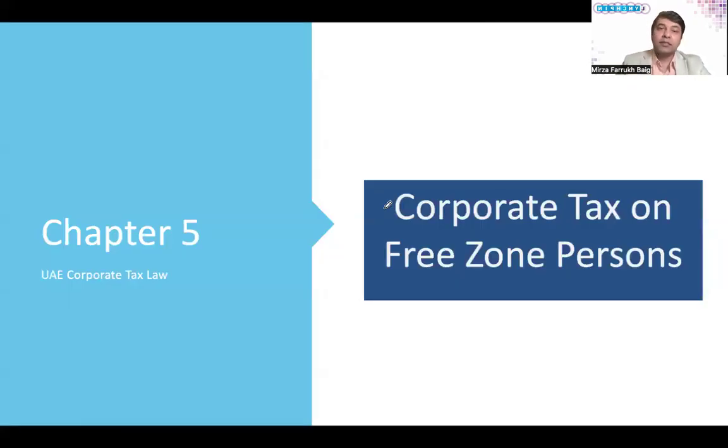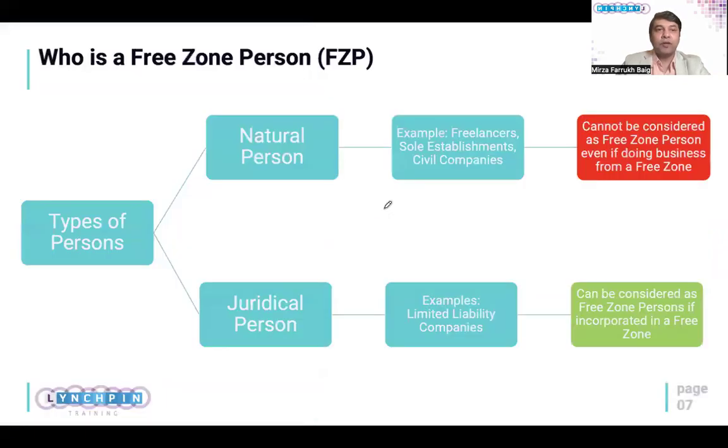Let's now focus on the corporate tax on free zones. We need to understand first whom it is applicable to. The free zone tax regime is applicable to an entity that is a free zone person. It is very important to understand that if you are a juridical entity, which means a legally incorporated entity, for example an LLC, then you will be considered a free zone person, and the special corporate tax rate of 0% may be applicable to you. But if you are a natural person, for example a sole establishment, then the free zone person tax regime cannot be applicable to you, because it is only applicable to entities which are incorporated.